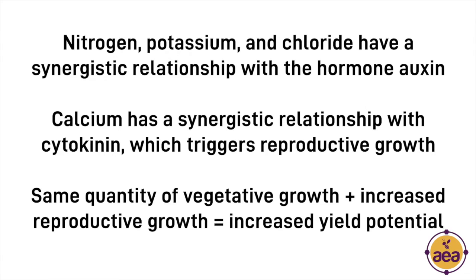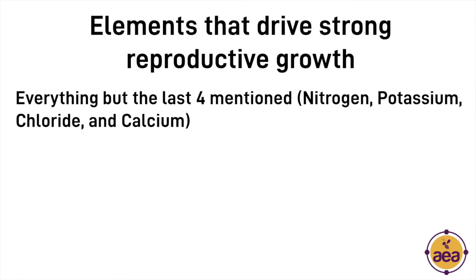The same thing can happen with cotton. It's possible to manage the ratios of these 4 vegetative nutrients to produce the same quantity of plant biomass, but at the same time produce very tightly spaced internodes and very strong reproductive initiation. So far, I've only spoken about the 4 elements which drive strong vegetative growth. There's also a group of elements which trigger strong reproduction and bud initiation. And the reality is that it's everything except the 4 that I just mentioned.